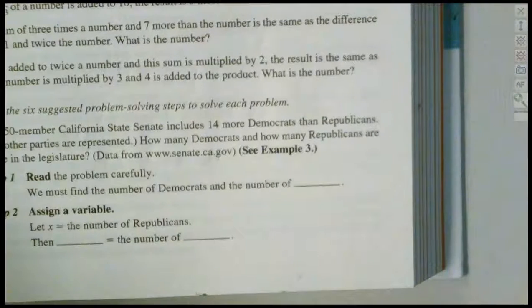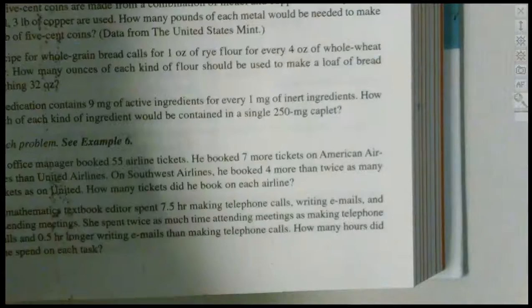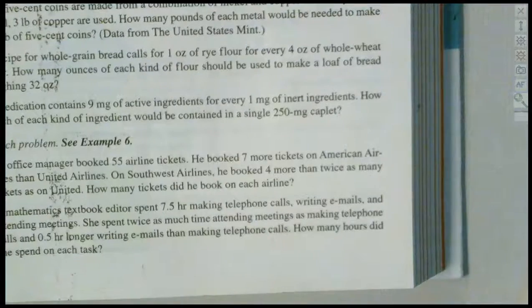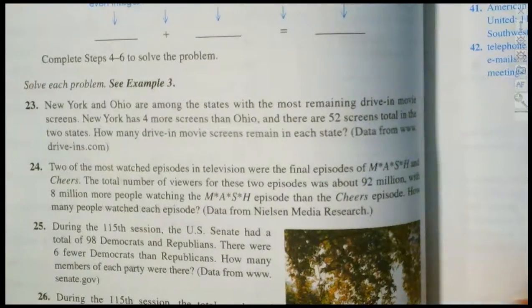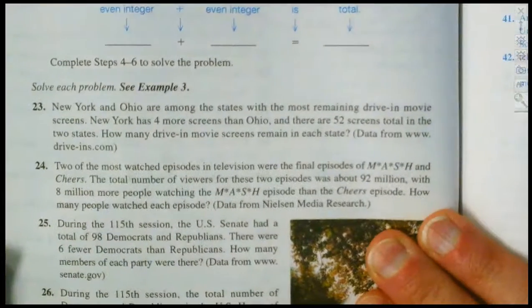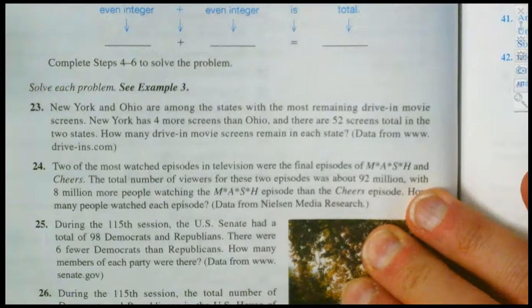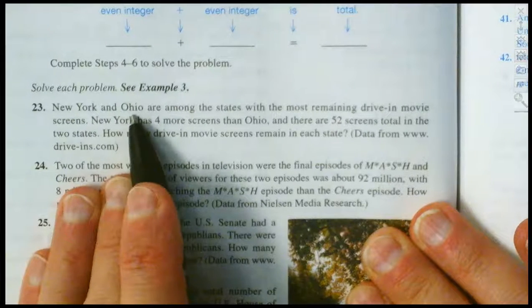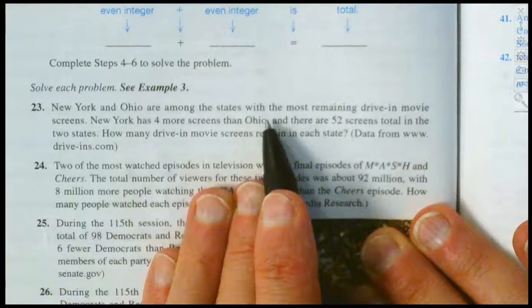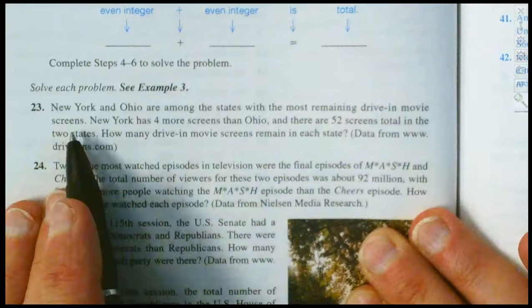Let's try one more. These are going to be a little bit different. We're going to try one of these new applications, and then we'll take a short break. So one more, and then we'll take a short break. Now, the next ones that we're going to be looking at involve a total. And so now we're going to move on to the next page, and we're going to look at question 23. Okay, and this one's going to involve a total. New York and Ohio are among the states with the most remaining drive-in movie screens.